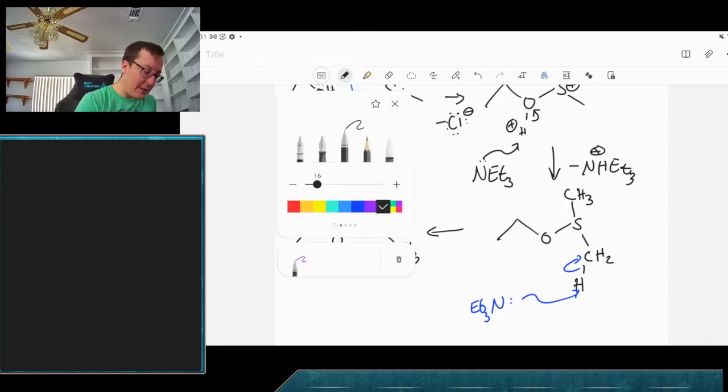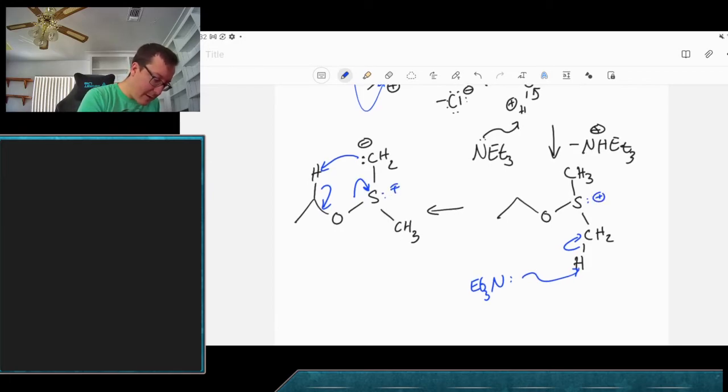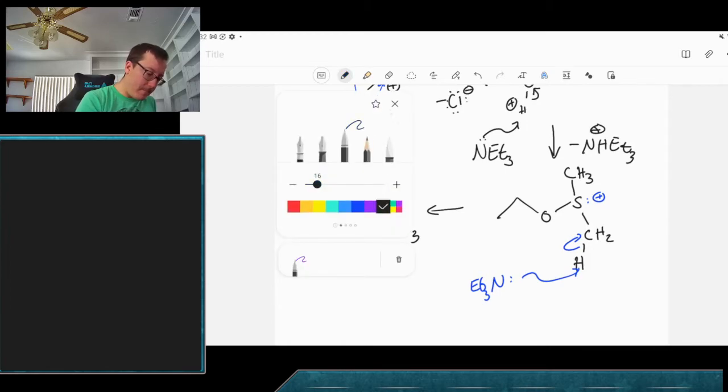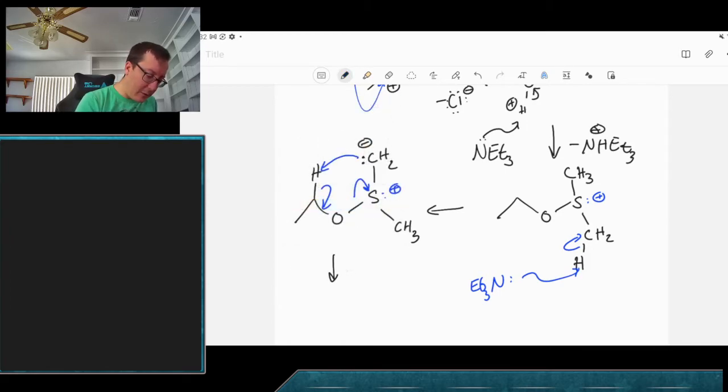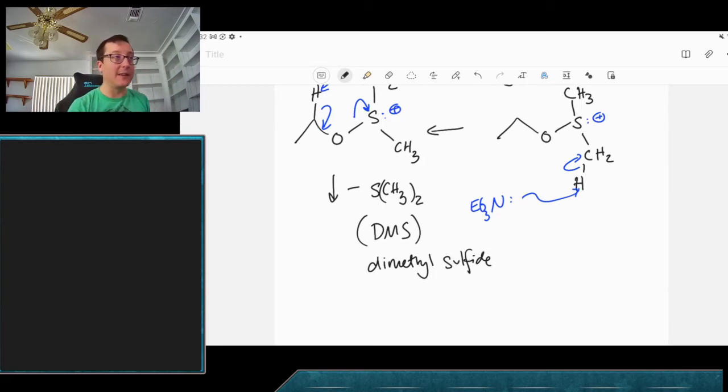This is where the actual oxidation happens. This one is going to grab our proton next to the alcohol. That's going to form our double bond, and it's going to bump the electrons from the oxygen and sulfur onto the sulfur itself. In both cases, of course, the sulfur is positive. And what's interesting here is we lose dimethyl sulfide, a terribly stinky, very, very stinky compound.